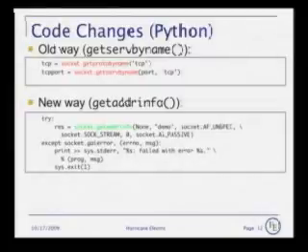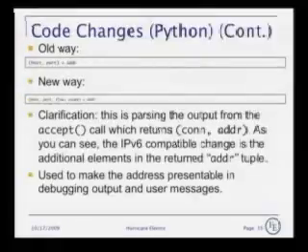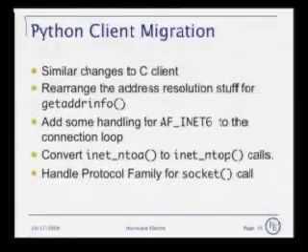Get served by name to get attr info, still pretty much straightforward. Listening, it's still straightforward, but we have to do this iterative process now instead of the original single attempt. And there's your 2-tuple versus 4-tuple change for parsing the address that gets returned by connect. This is used to make the address presentable in debug output and user messages.